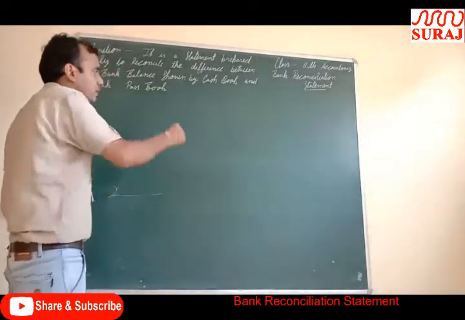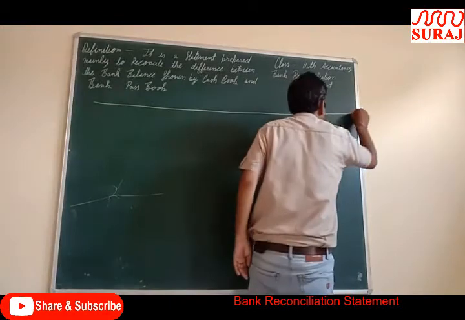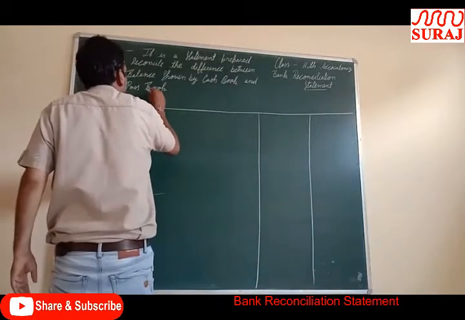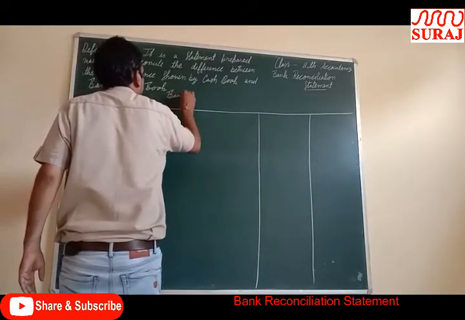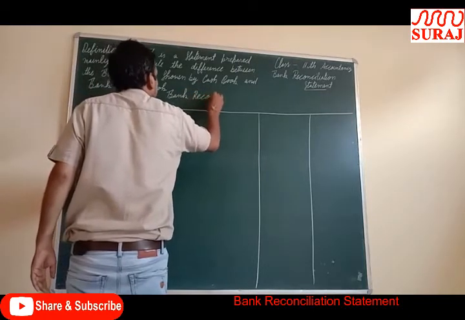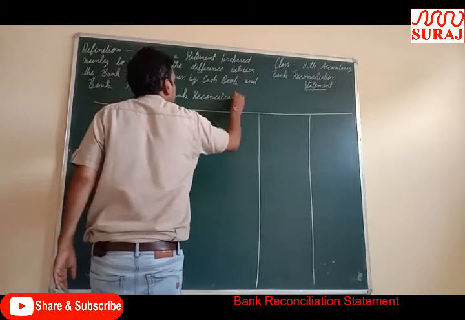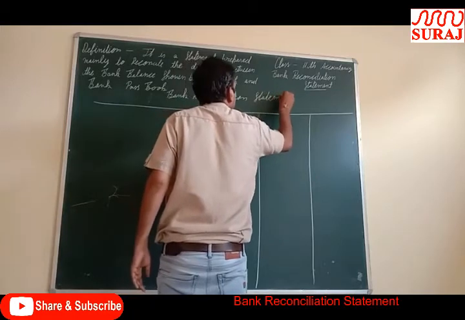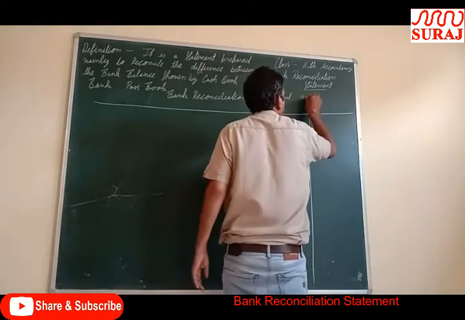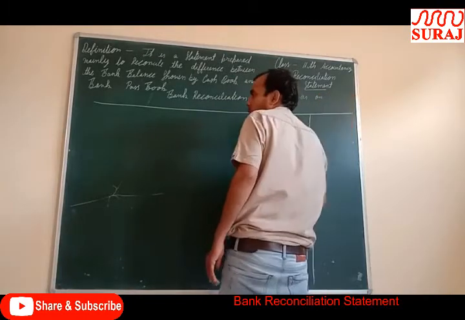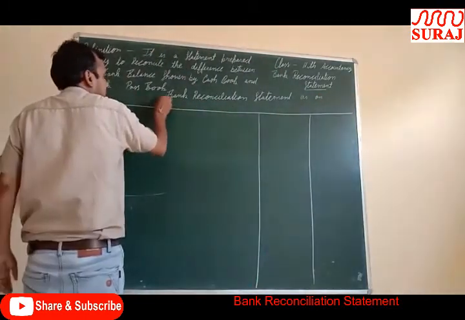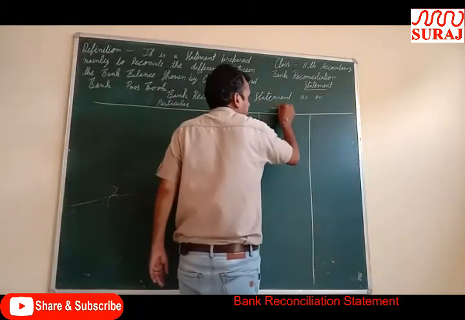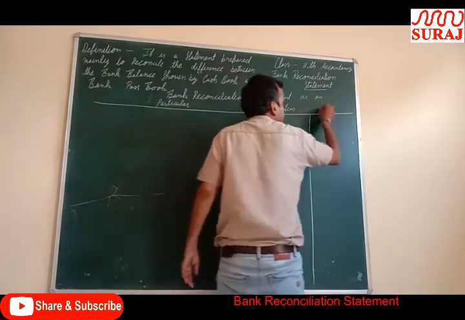Dear students, first of all, I will tell you about the format of the bank reconciliation statement. It will be the format of the bank reconciliation statement: Bank Reconciliation Statement as on the date for which you are preparing it. This column is particulars, this column is plus item, and this column is minus item.